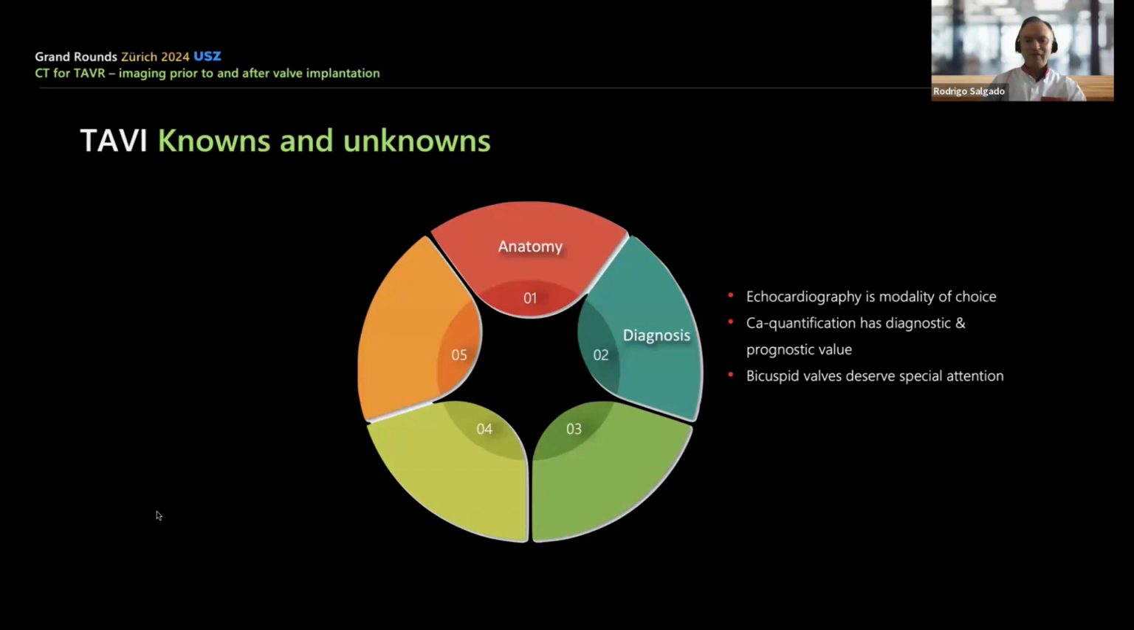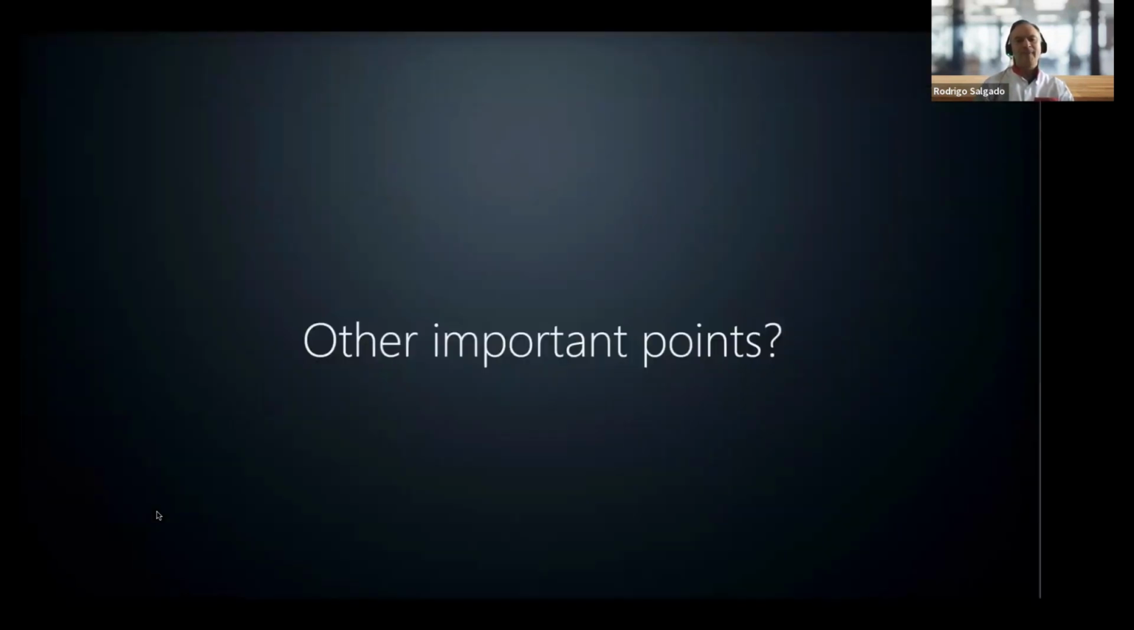So regarding the diagnosis, it is clear it is not a radiological diagnosis, it's an ultrasound diagnosis. But when you have low flow, low gradient situations, calcium quantification is indeed problem solving. And take special notice when you think that you have a bicuspid valve, certainly mention that in your report.